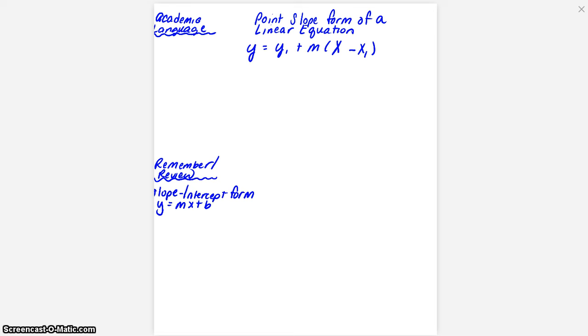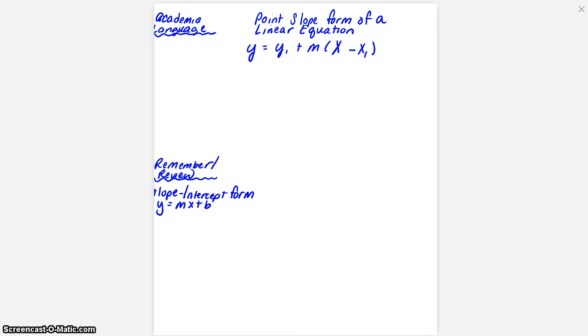And it's right under the title up here, which is y equals y1 plus m times the quantity of x minus x1. We're going to use this. Why would we use this instead? Well, we use the slope-intercept form if we have the slope and the y-intercept. We use the point-slope form of a linear equation if we have a point and the slope.